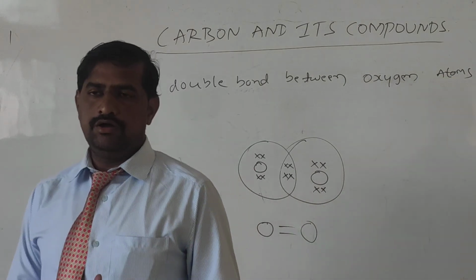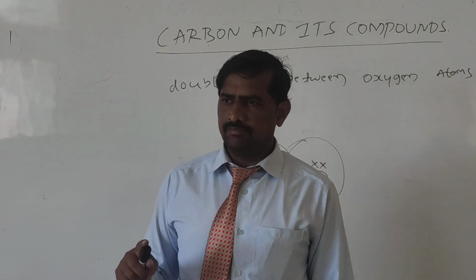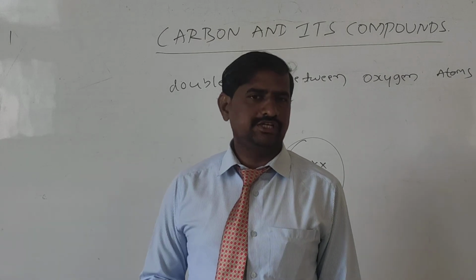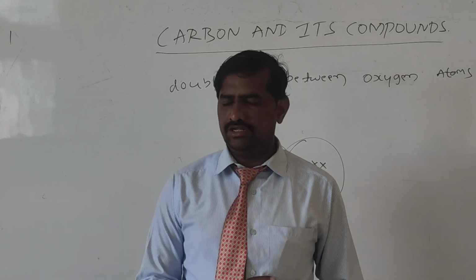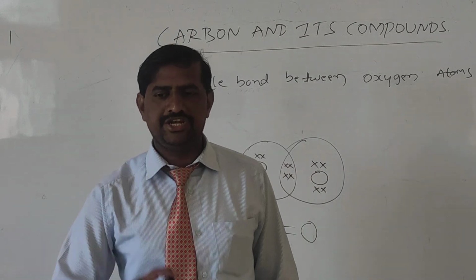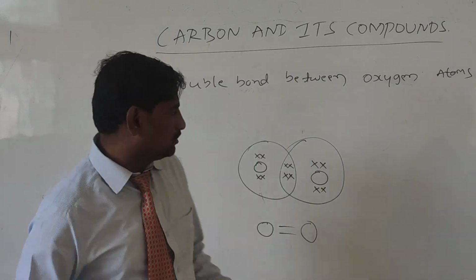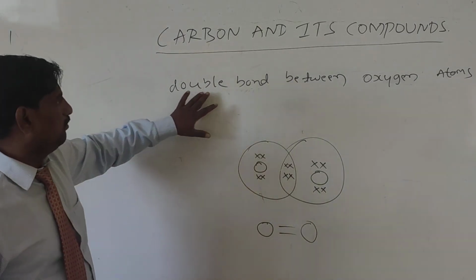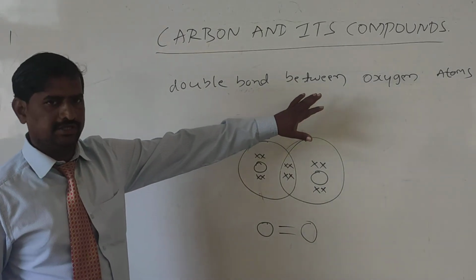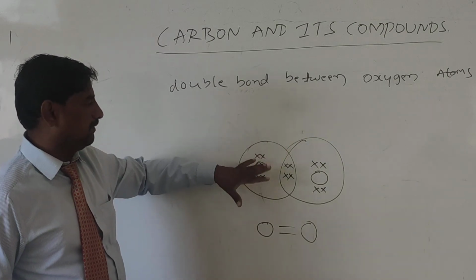In the last class we studied ionic bond formation, where there is complete transfer of electrons. But here there is no transfer of electrons. Instead of transferring, they are sharing between them. That is covalent bond formation. So this is the double bond between the oxygen atoms.